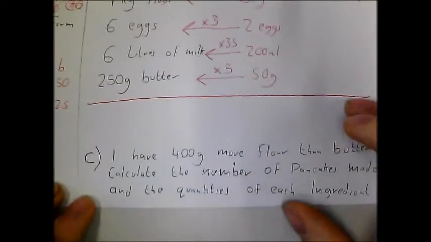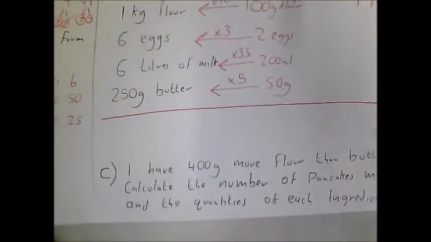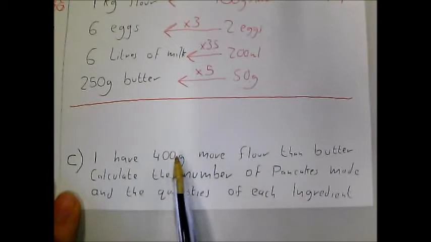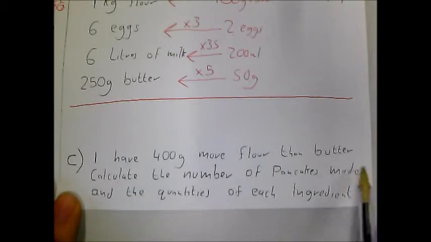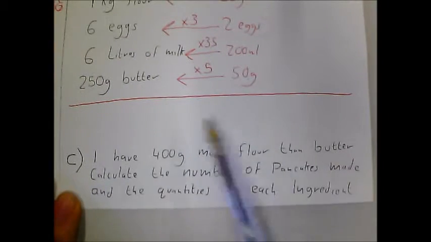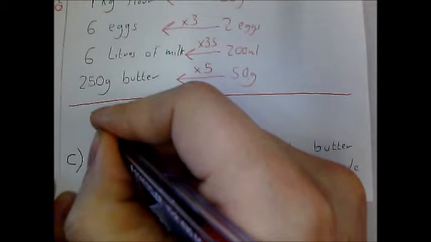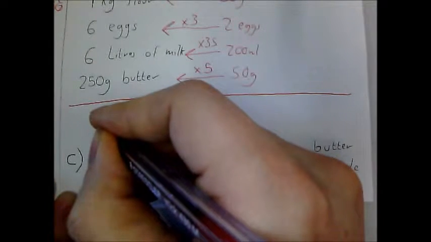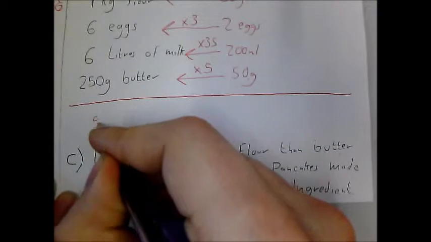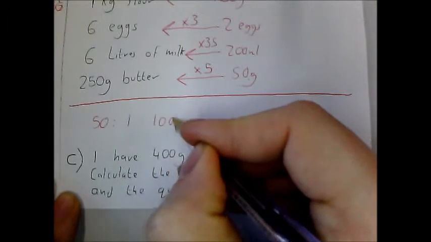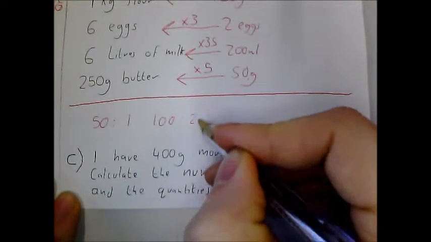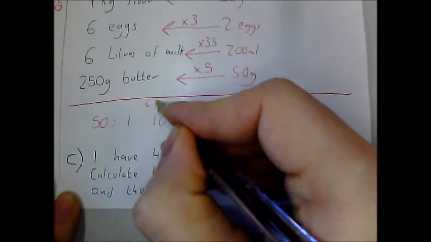Okay, and now final question. Now this time I'm told that I have 400 grams more flour than butter. Okay, but I don't know exactly how much, just the difference between them. So if I just go back to my ratio, I'm going to use one of my simplest form on this time. So I've got 50 to 1 to 100 to 25. Okay, and that's for 6 people.